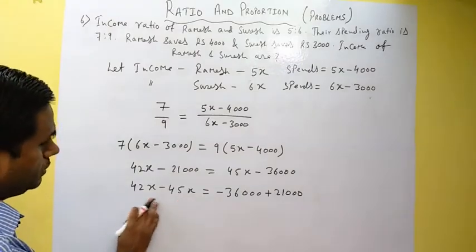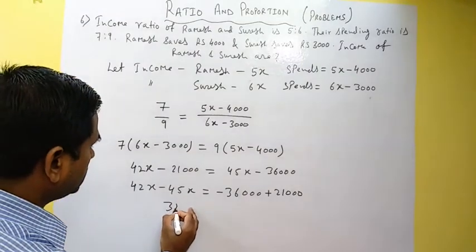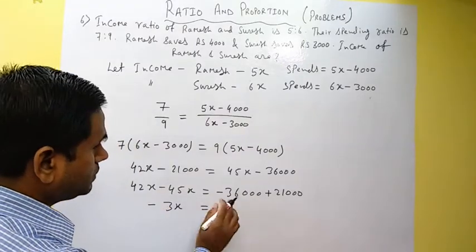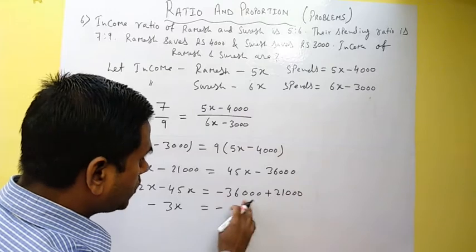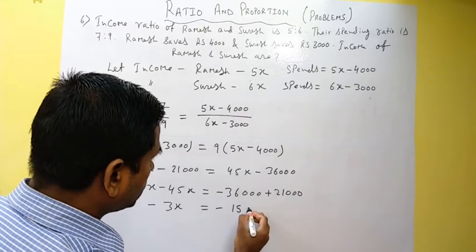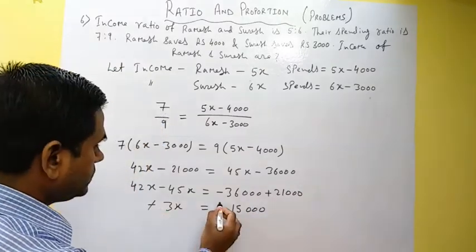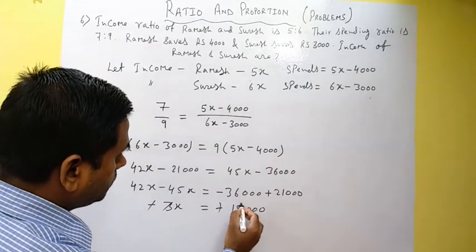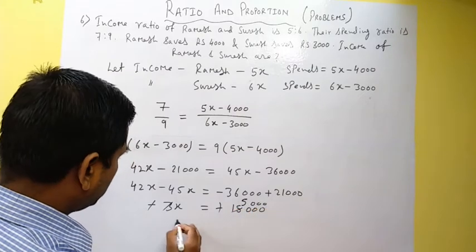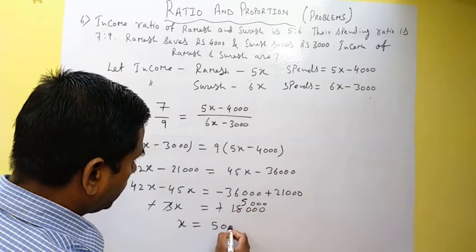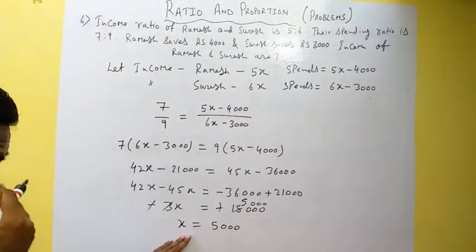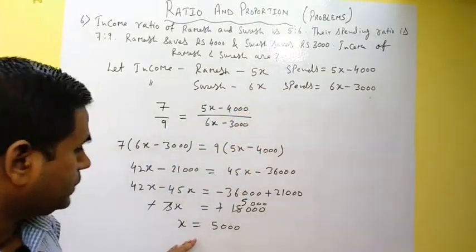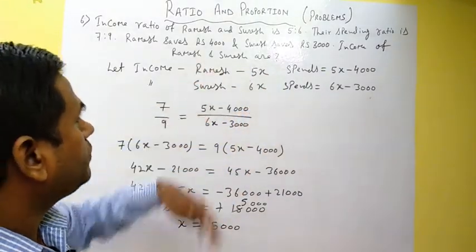Upon subtraction it will become minus 3x, and on the right, the minus sign is greater, so it becomes minus 15,000. The minus is cancelled, and cancelling 3 with 15 gives 5, so 5,000. So x is equal to 5,000. The value of x we got is 5,000, which is the common factor. Now using this we can calculate the income of Ramesh and Suresh.